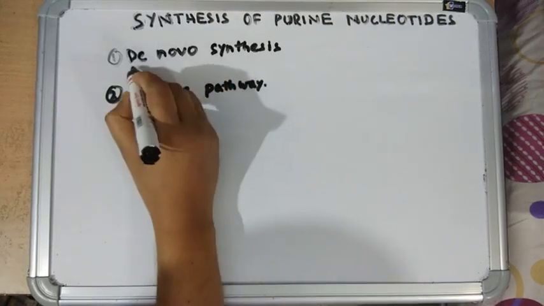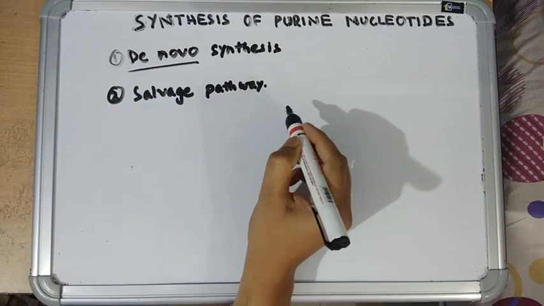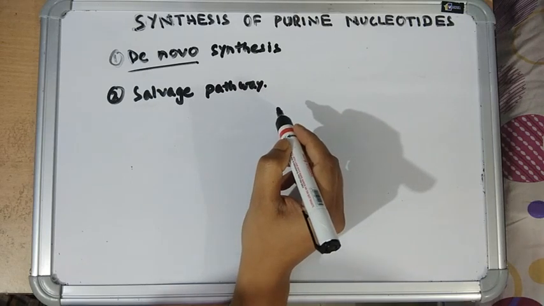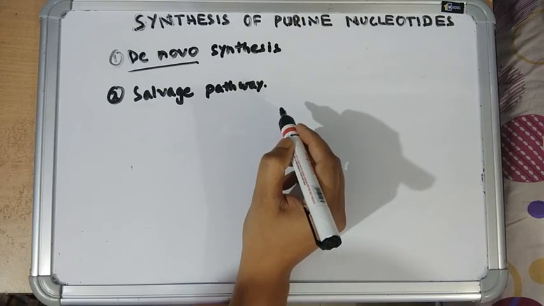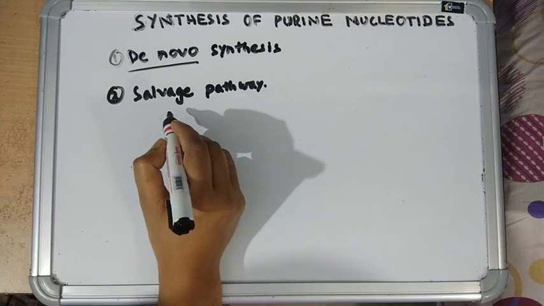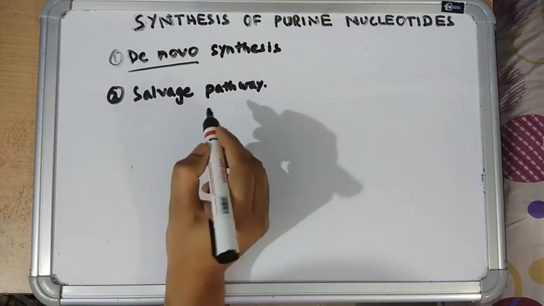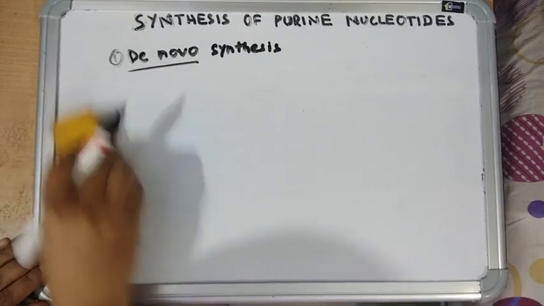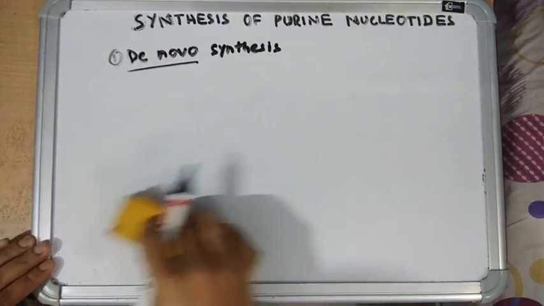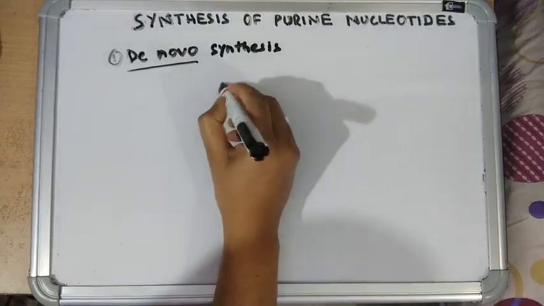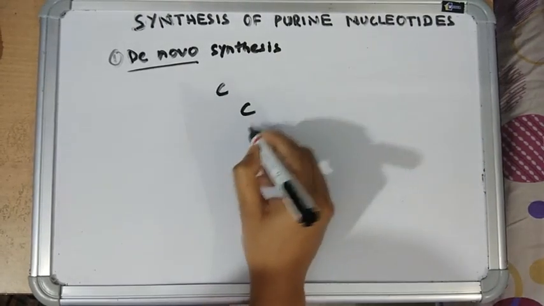De novo means new or starting from the beginning, when it is synthesized from the starting materials like amino acids or bicarbonate. And salvage pathway means when purine bases released by the hydrolytic degradation of the nucleic acids and nucleotides are salvaged and recycled. So first, de novo synthesis. First I will show you the sources of atoms of the purine ring.